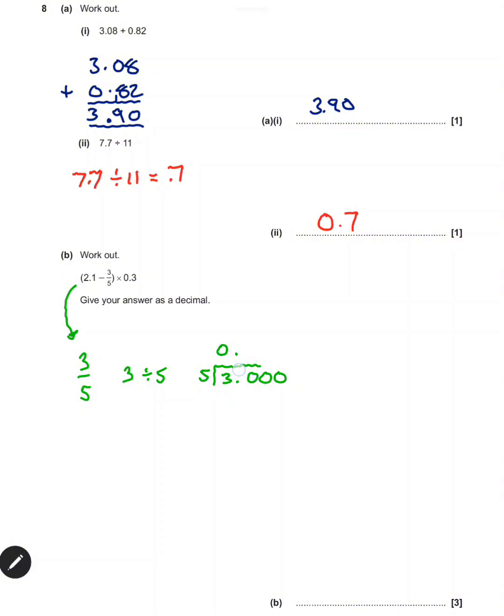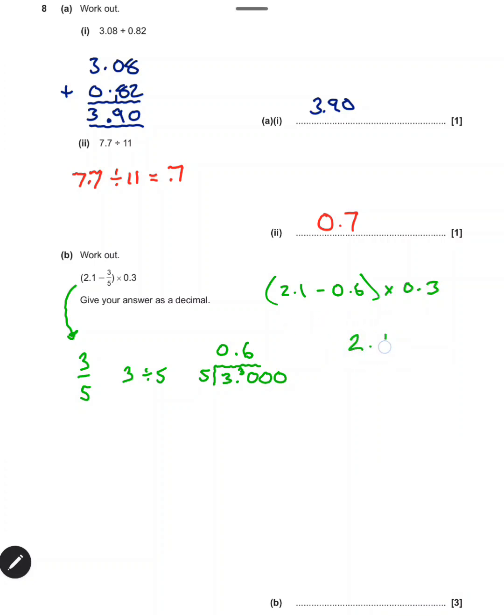5s into 3 is 0 remainder 3, and 5s into 30 is 6. So what we're going to do is change this question. This now becomes 2.1, not take away 3/5, take away 0.6. And we're going to times that by 0.3. Remember BIDMAS, we do the brackets first.